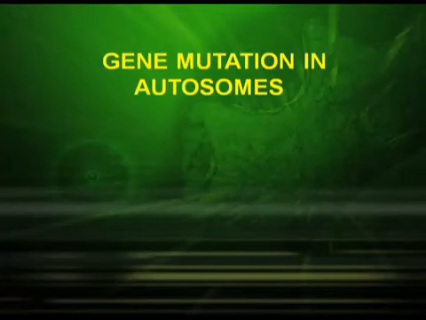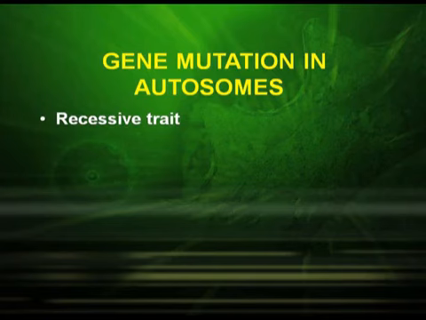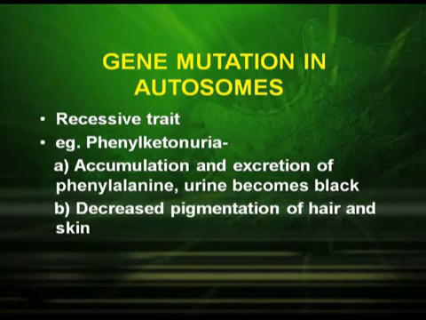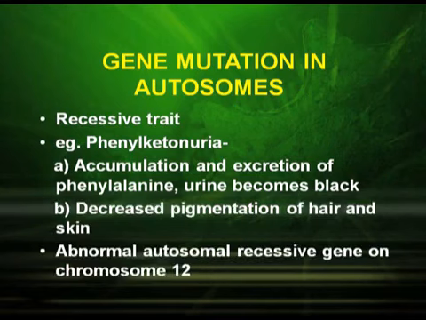Let's first consider the gene mutation in autosomes. They are basically recessive traits, and the example is phenylketonuria, where there is accumulation and excretion of phenylalanine. The urine becomes black. There is a decreased pigmentation of hair and skin. It is caused by an abnormal autosomal recessive gene on chromosome number 12.